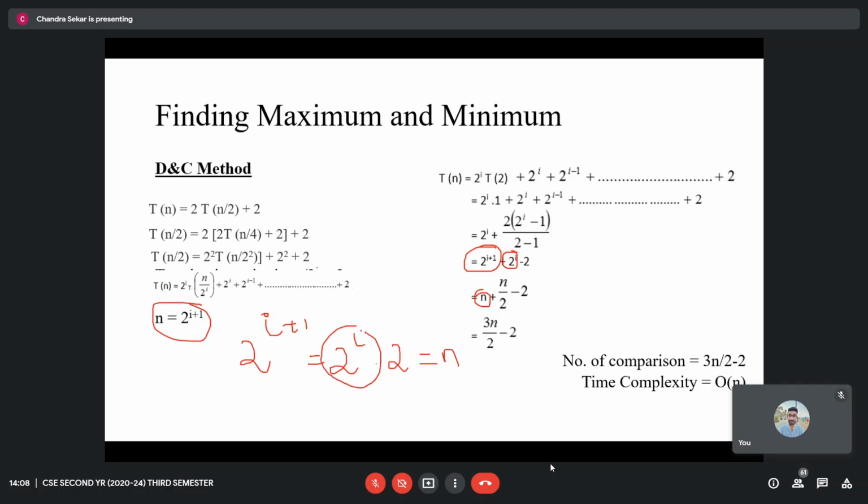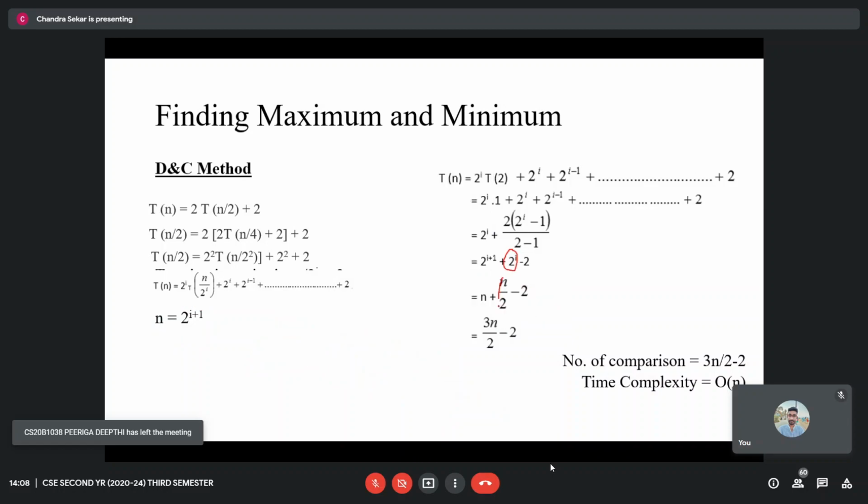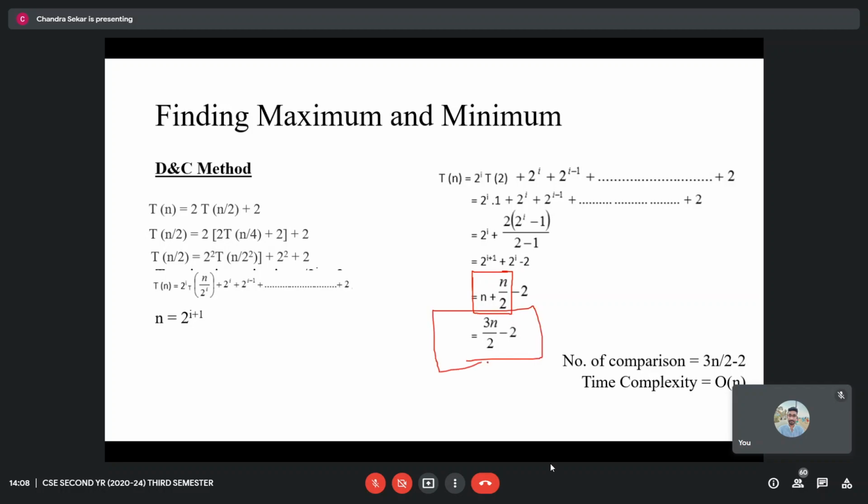So 2 power I is equal to, bring this 2 here, n by 2. So 2 power I equal to n by 2. And this 2 power I plus 1 is equal to n. So this thing reduces to n plus n by 2 minus 2. Simplifying this, we get 3n by 2 minus 2 as the total number of comparisons that are required for the divide and conquer method to solve this maximum and minimum problem.